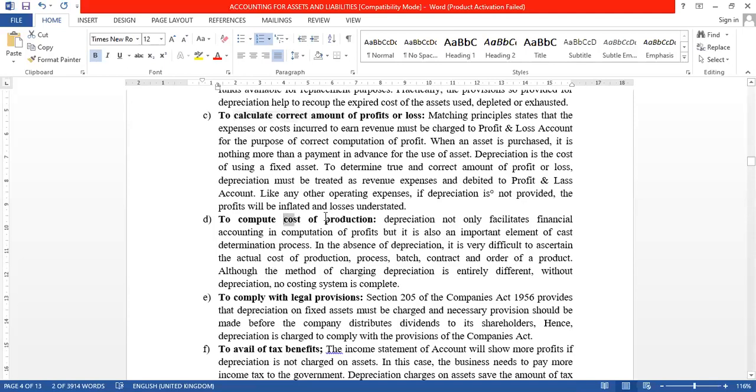We have also computed the cost of production. The machine is being used, and therefore it is contributing towards the goods that you produce at the end of the day. If you are using a bakery machine to bake, you don't just count the cost of wheat, the cost of milk, and what else is used?